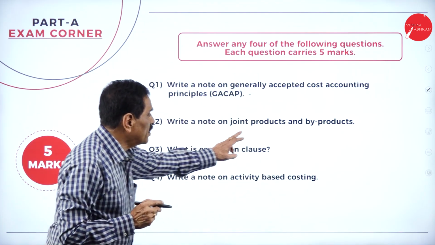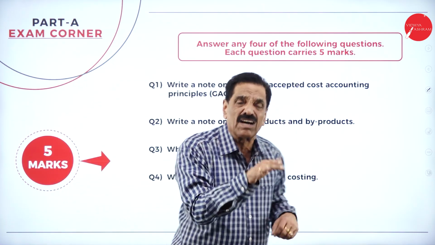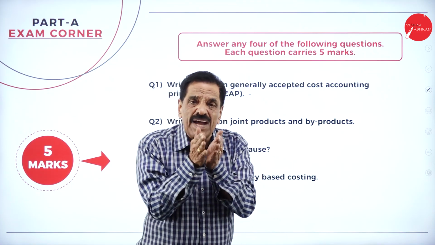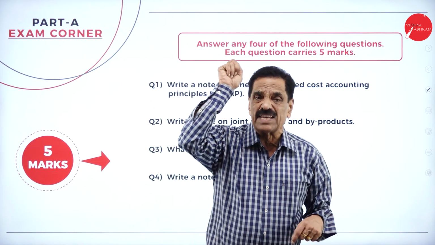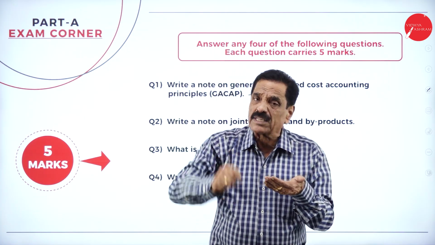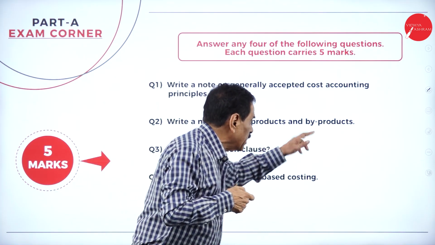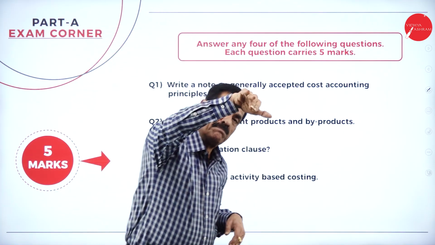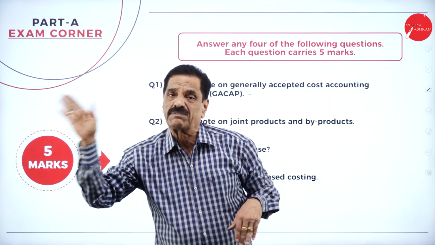Then write a note on joint products and byproduct. When you are doing the process costing or when you're doing the manufacturing, we have a word called joint product. Joint product is nothing but whatever the main quality comes, the same type of product will come out. That is called the joint product. Along with the main product, another side product that we produce is called the byproduct.